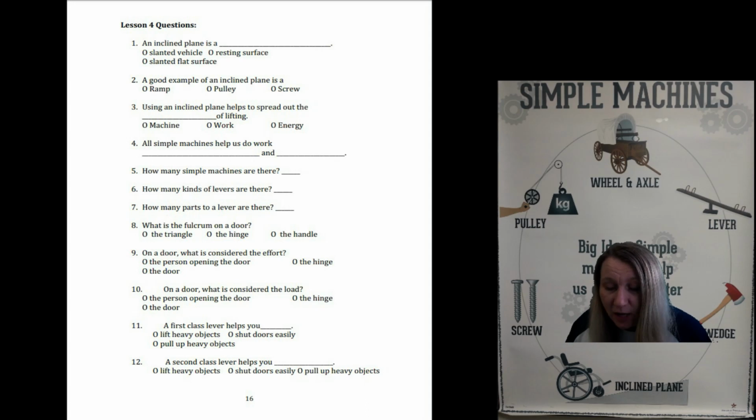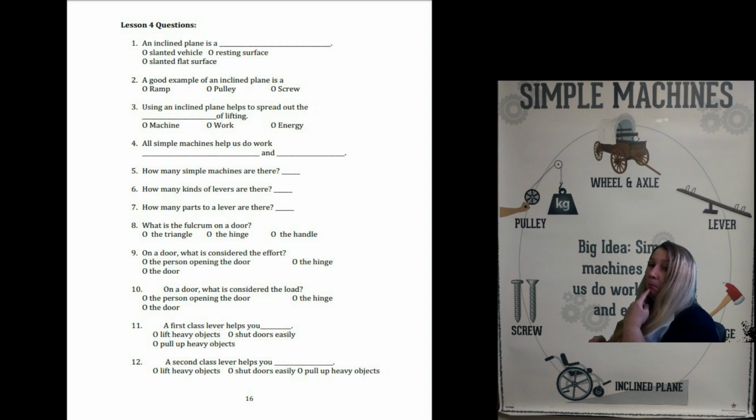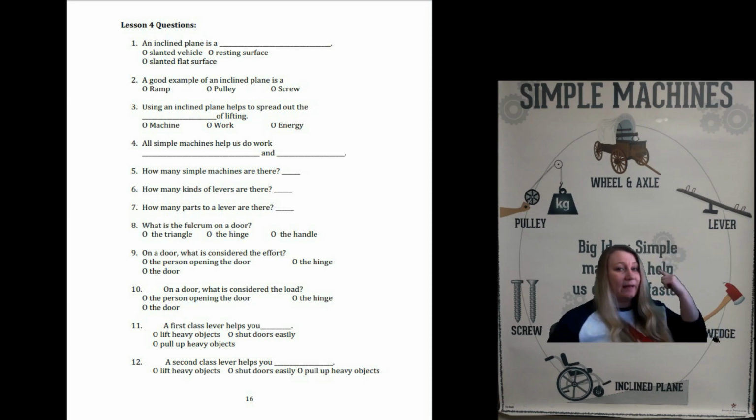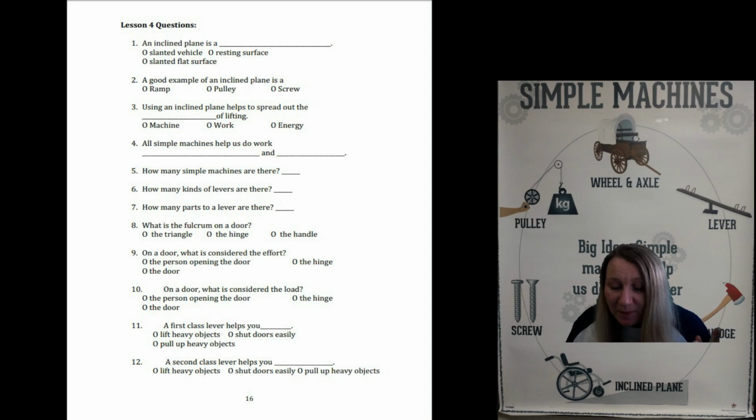Number 4. All simple machines help us do blank and blank. What was our big idea back here? That's right. Simple machines help us do work faster and easier. Faster and easier. What does it help us do? Get ready. That's right. Simple machines help us do work faster and easier. Number 5. How many simple machines are there? Oh, well, there they are all around me. You can count them. They're in our song. How many? Yes, there are 6 of them.